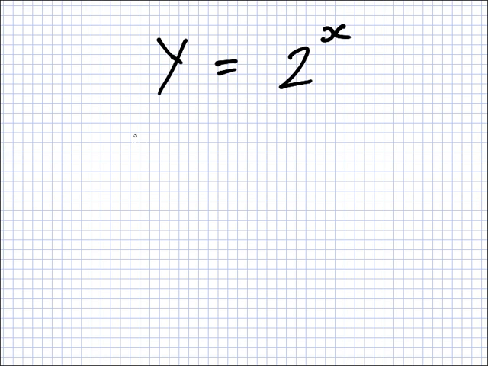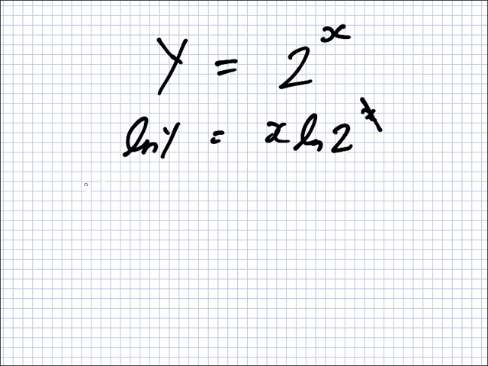So what I'll do is I'll log both sides. So that's log y equals log 2 to the x. Now what can I do with the x? I can bring it down. Now I can implicitly differentiate. So log y becomes 1 over y dy dx. Now be careful here. What will x log 2 become when I differentiate it?